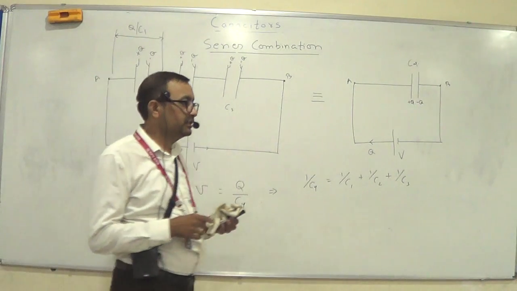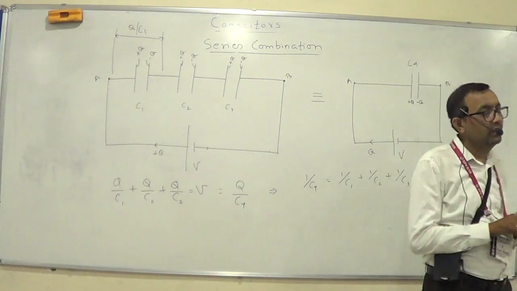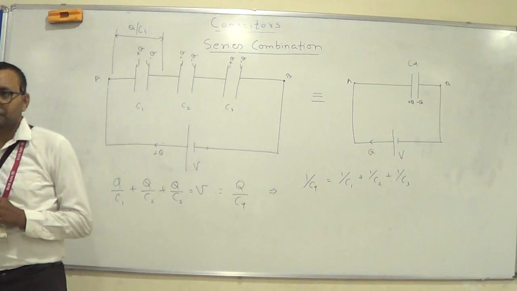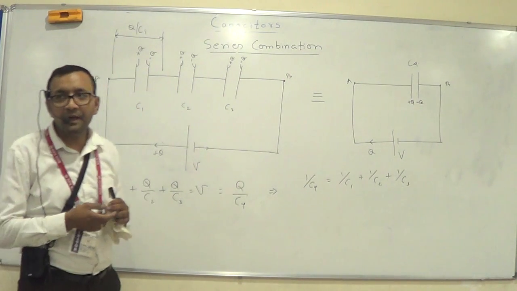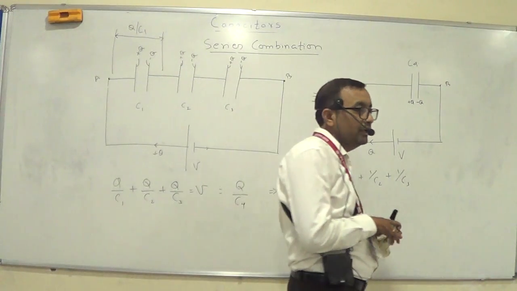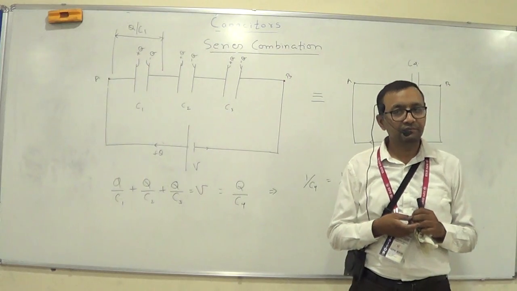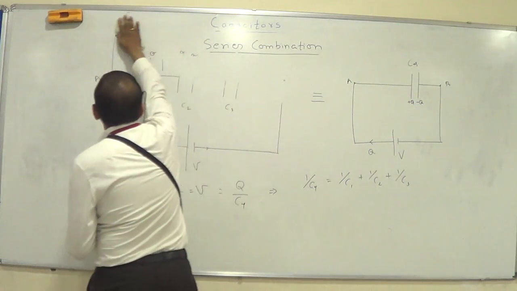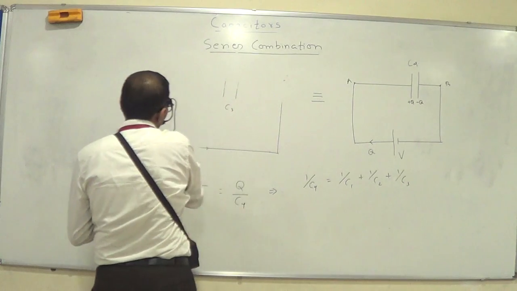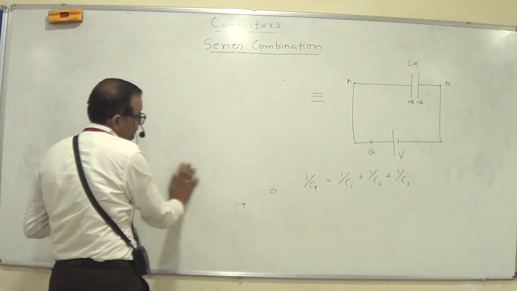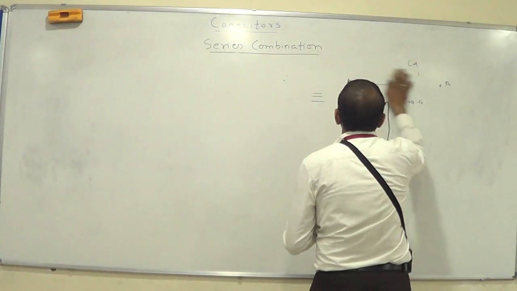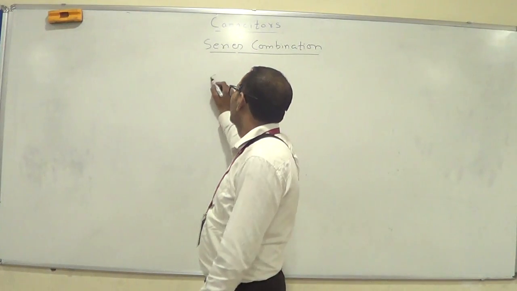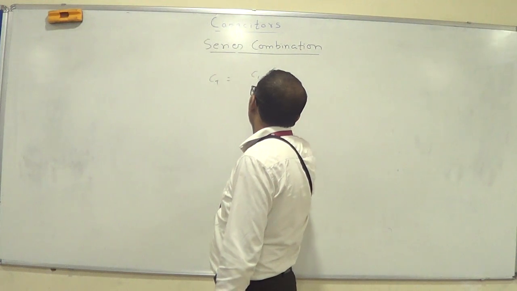Now, in a series combination of capacitors, the equivalent capacitance will be less than the least capacitance. How? If you just consider two capacitors in series, what would the equivalent capacitance be? Can you quickly find out? C1 and C2, just two capacitors in series. So the equivalent will be? Be careful, then tell me the final expression. The equivalent capacitance will be C1 C2 by C1 plus C2.